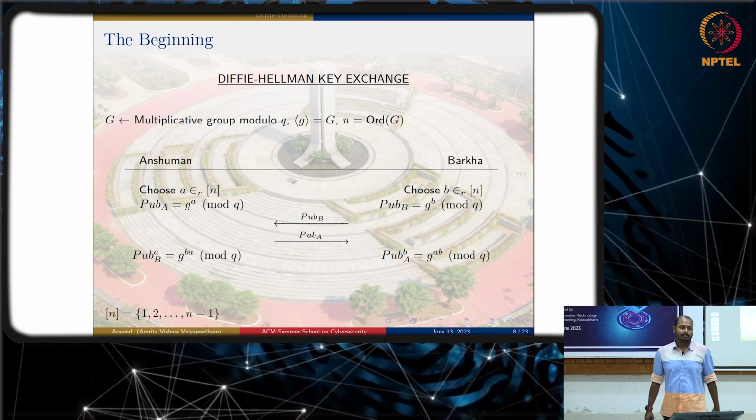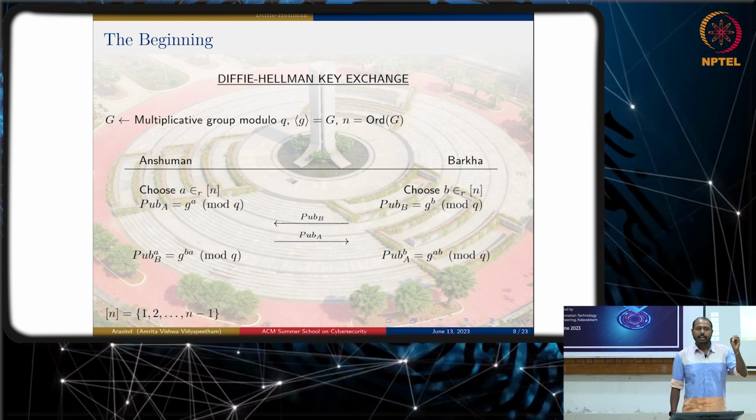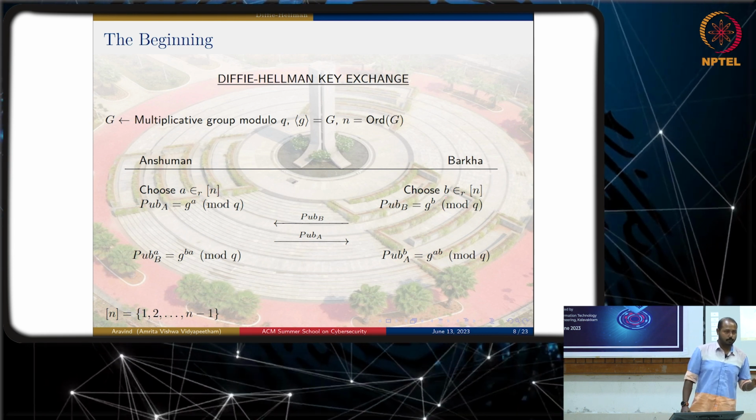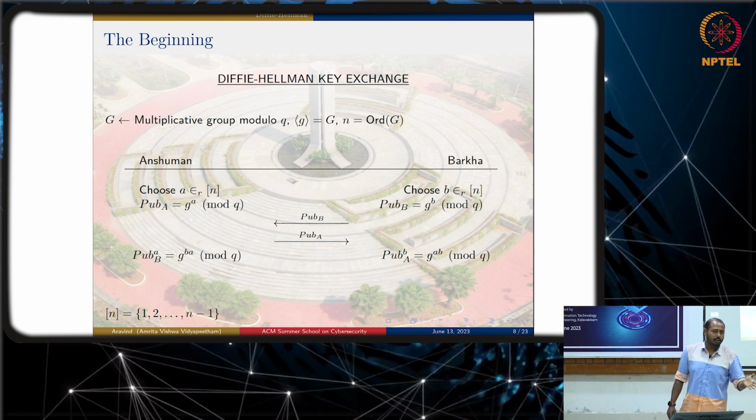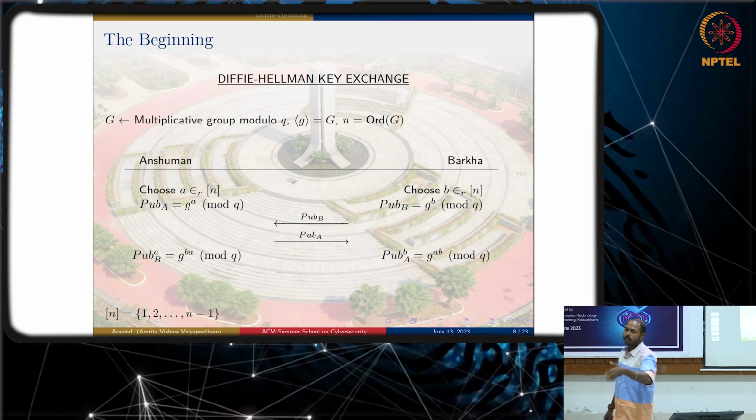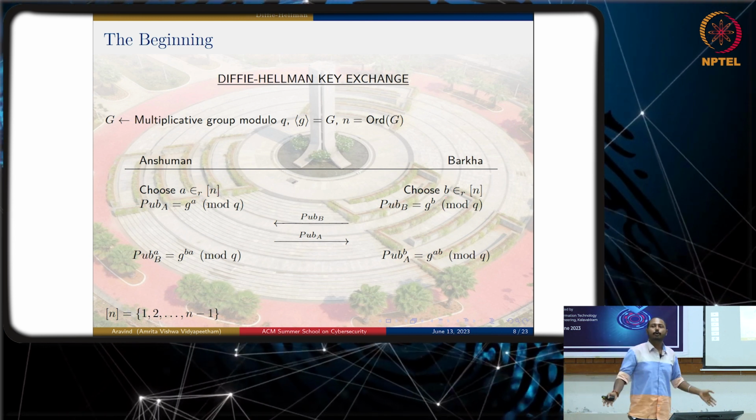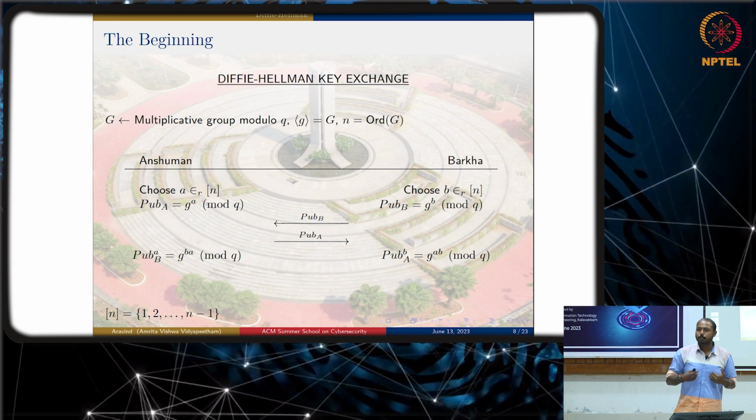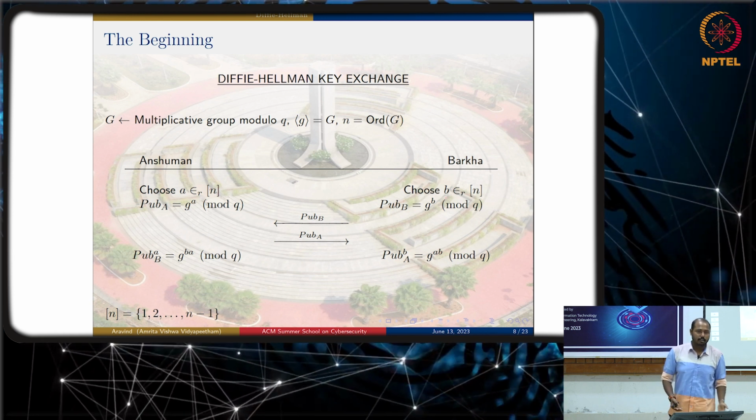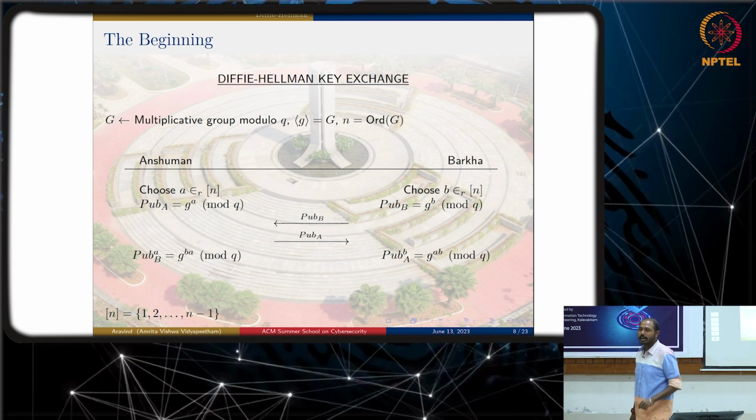What do you think? You think that you are communicating to Barkha, where you think you are communicating to Anshuman, but in effect, who are we communicating to? Both are communicating to me, right? Evelyn, right? So that is the man in the middle attack.